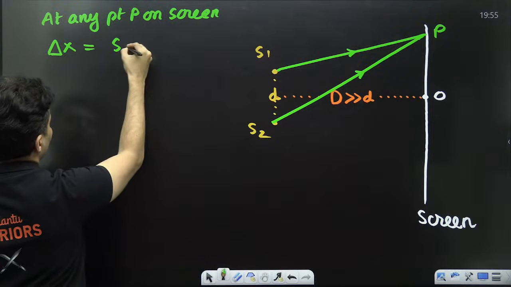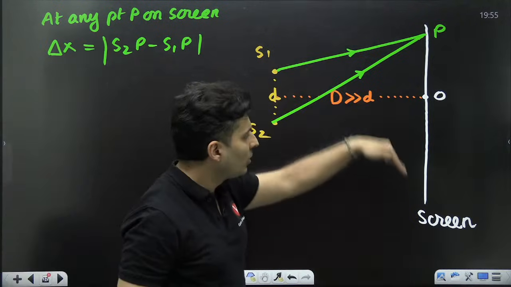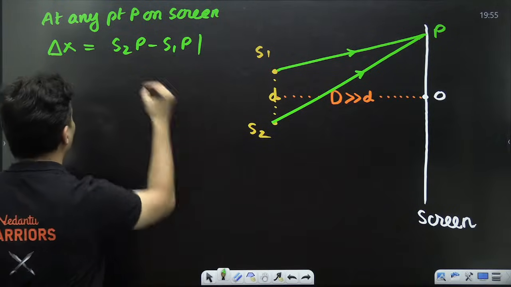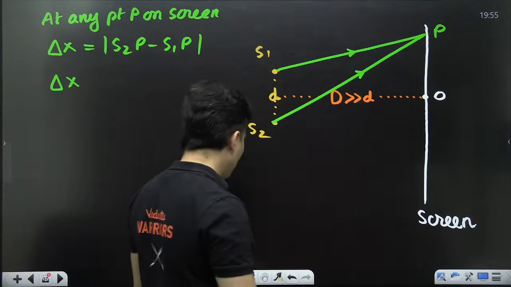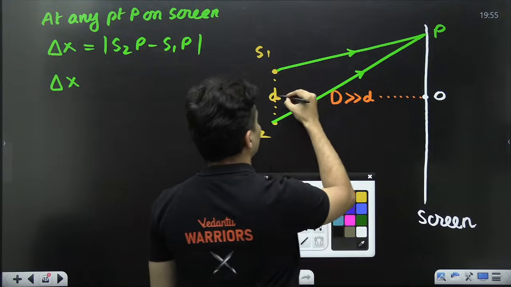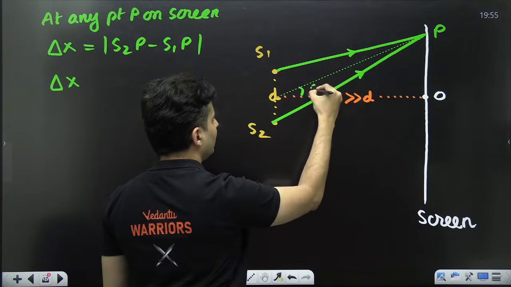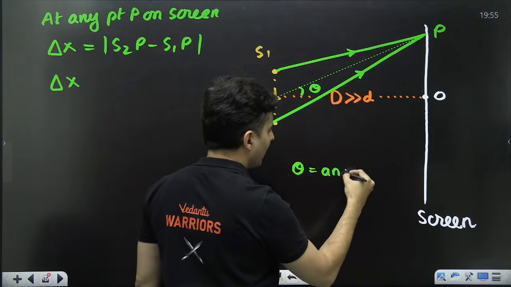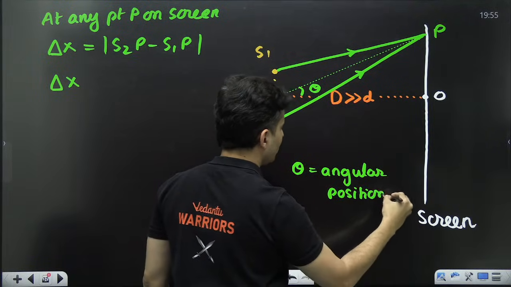So you will notice that there is a path difference, and that path difference is the larger minus the smaller, S2P minus S1P. But I don't know which is bigger, because if you go down, S1P will be large and S2P will be short. That's the reason why we put a modulus symbol. This value depends on where you are standing. Let's say you are here, and let's say this angle is theta. That theta is the angular position.